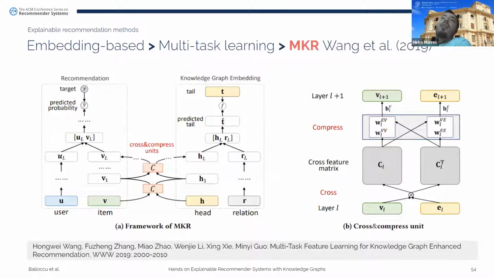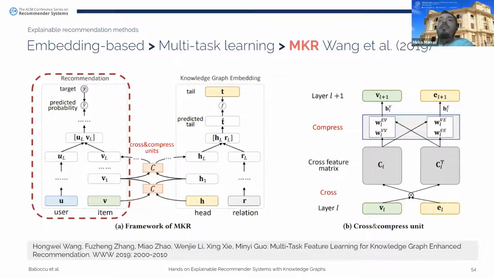In this category, again, Wang et al. proposed MKR, which consists of a recommendation module and a KG module. The recommendation module on the left takes a user and an item as input and uses a multi-layer perceptron and cross-compress units to extract short and dense features from the user and the item, respectively. And the extracted features are then fed into another MLP together to output the predicted probability.